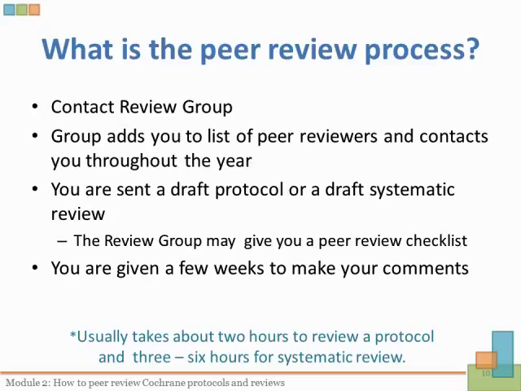Some groups will also provide you with a peer review checklist, which includes questions for you to answer. For example, is the review well written? Other groups will not have a checklist and will simply ask you to provide comments. In either case, there are a few key issues you should consider. We will spend the rest of the module describing these key issues and help you prepare to provide those comments.